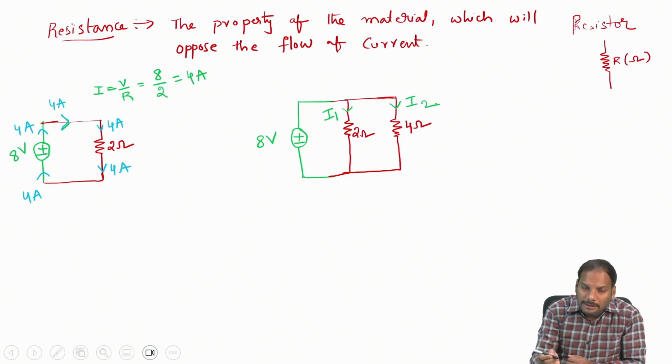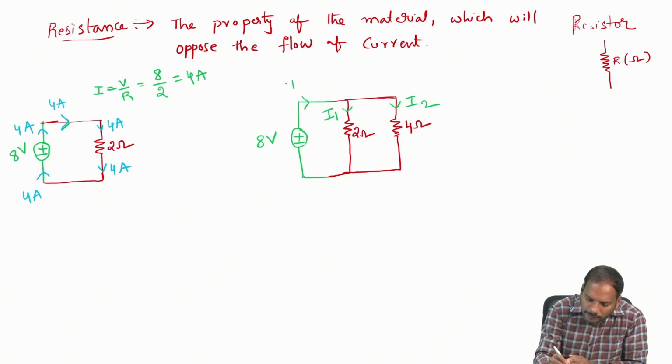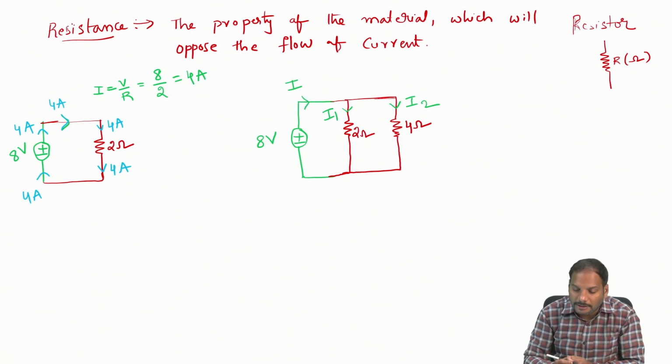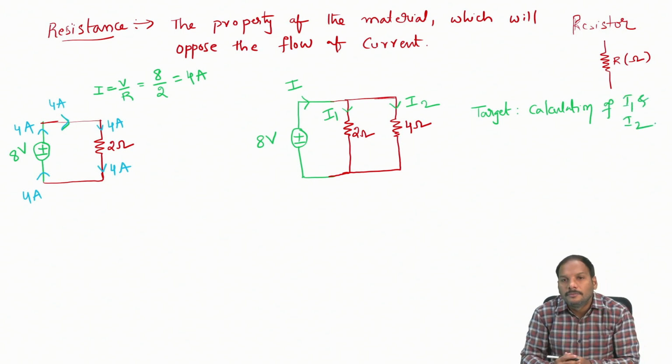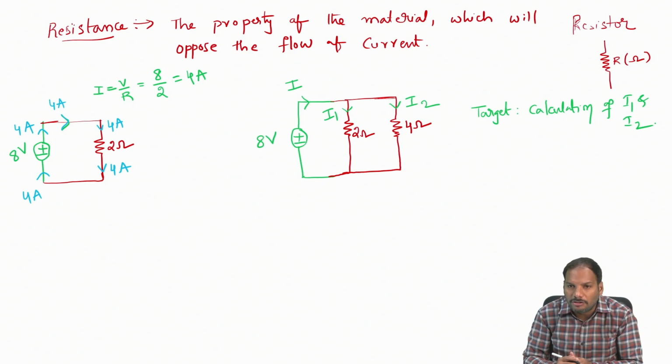Now the total current coming out of the battery, let us assume it is I. Now I'll try to calculate my target. So what is my target in this problem? Target is simply the calculation of I1 and I2.